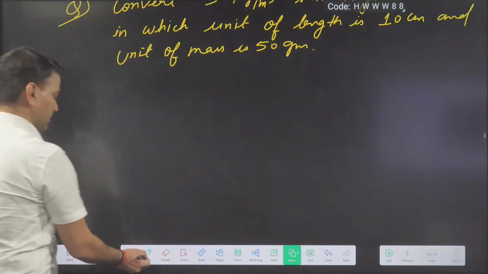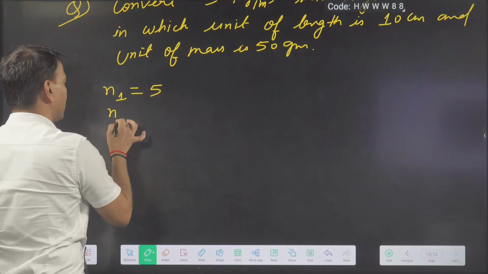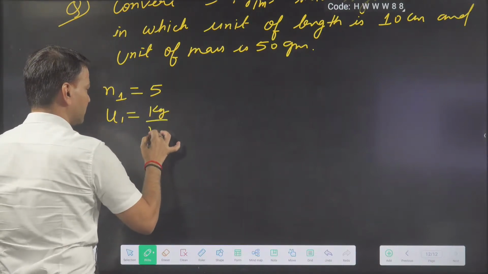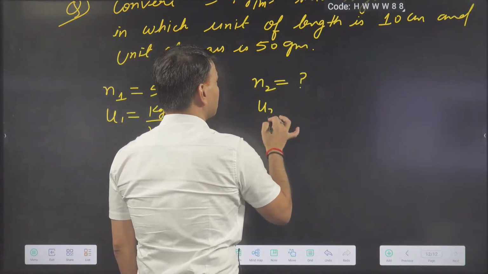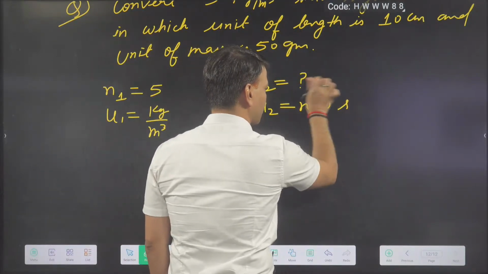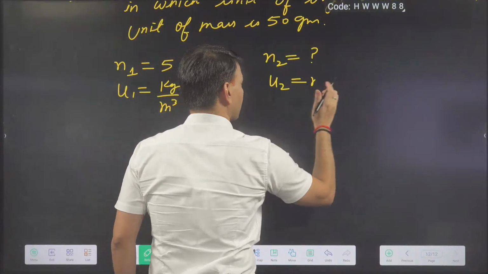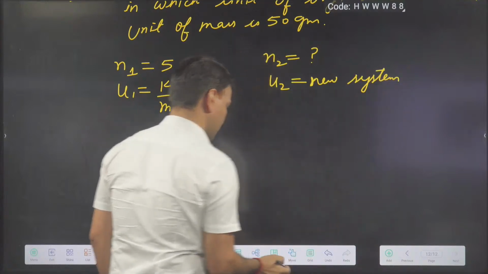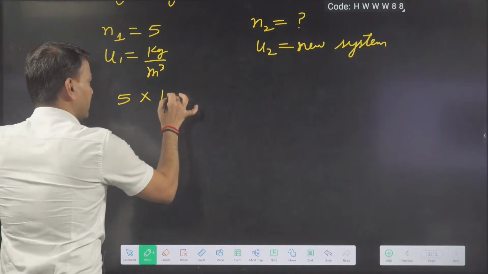Then here N1, suppose MKS I am taking, then it is 5. N2 and U1, what will I take? U1 is kg per meter cube. N2 we have to find, and U2 is the new system. Now what are the values? So N1 means 5 kg per meter cube.